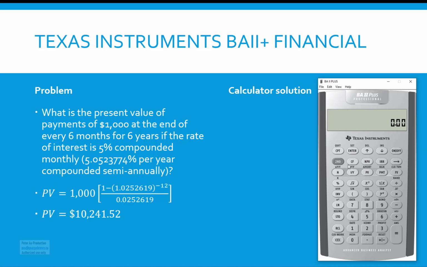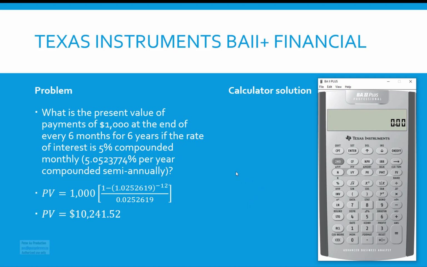We first set our calculator to payments per year and compounds per year by pressing second function, P/Y. The payments are at the end of every 6 months, so in this case, there are 2 payments per year. Press 2, press enter for P/Y. Press the down arrow button. The compounds per year: the given rate is 5% compounded monthly. This means that there are 12 compounds per year. Press 12 and press enter. We have set our calculator for 2 payments per year and 12 compounds per year. We leave the menu by pressing second function, quit.